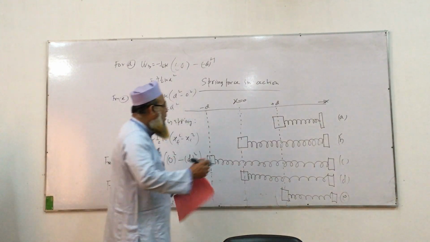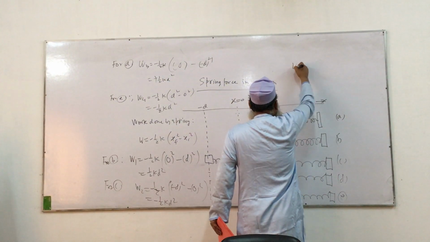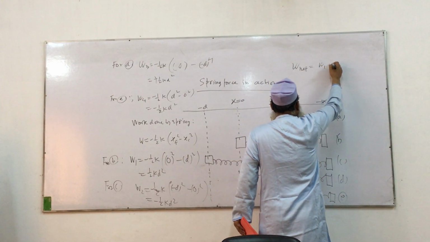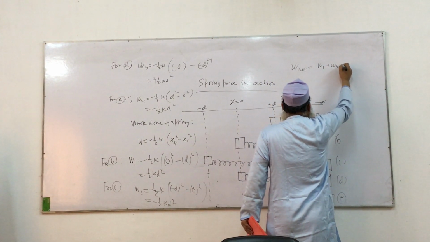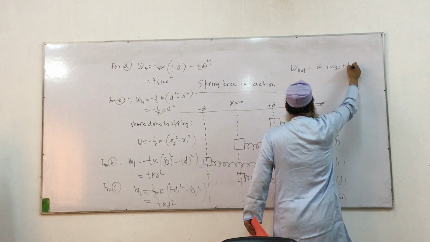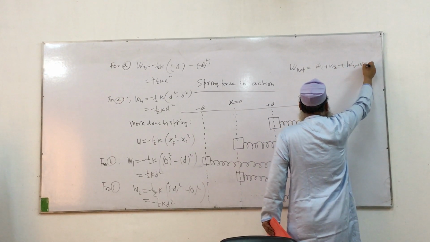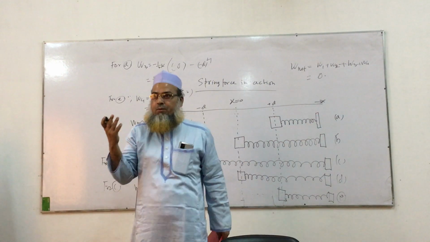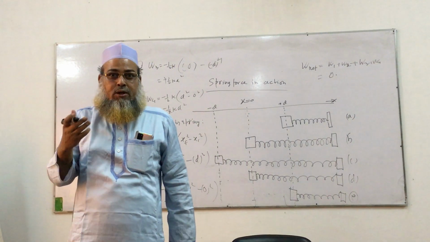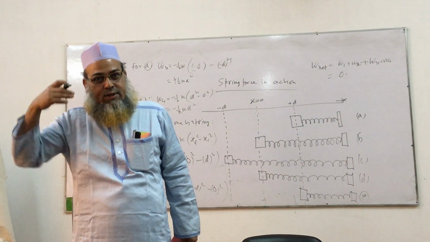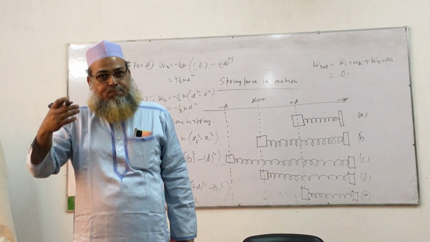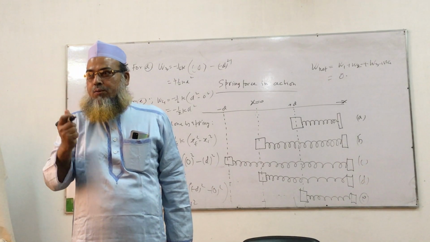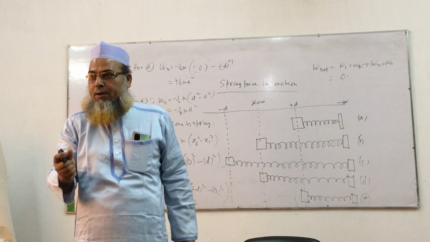So the total work W net equals W1 plus W2 plus W3 plus W4, which equals 0, right? You get 0. For the spring force, for a complete cycle, the total work done by the spring is 0.